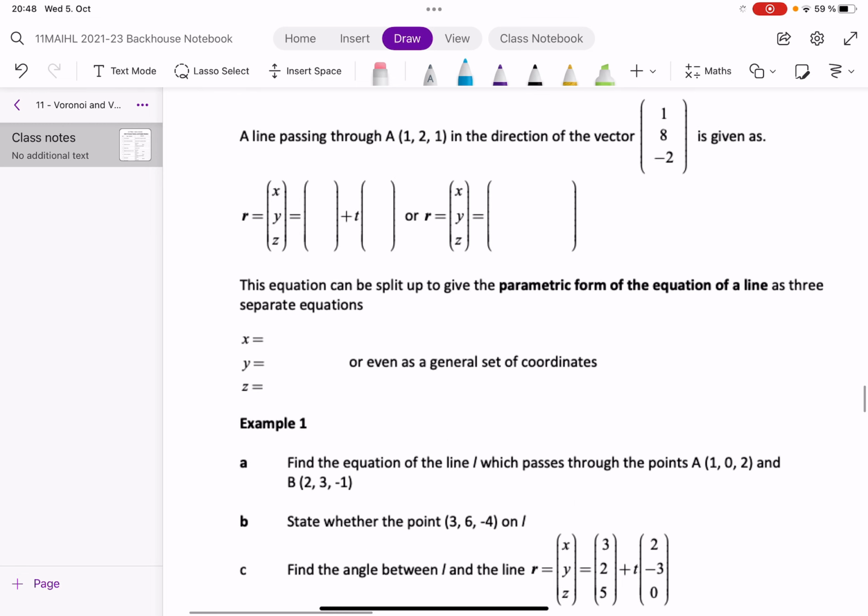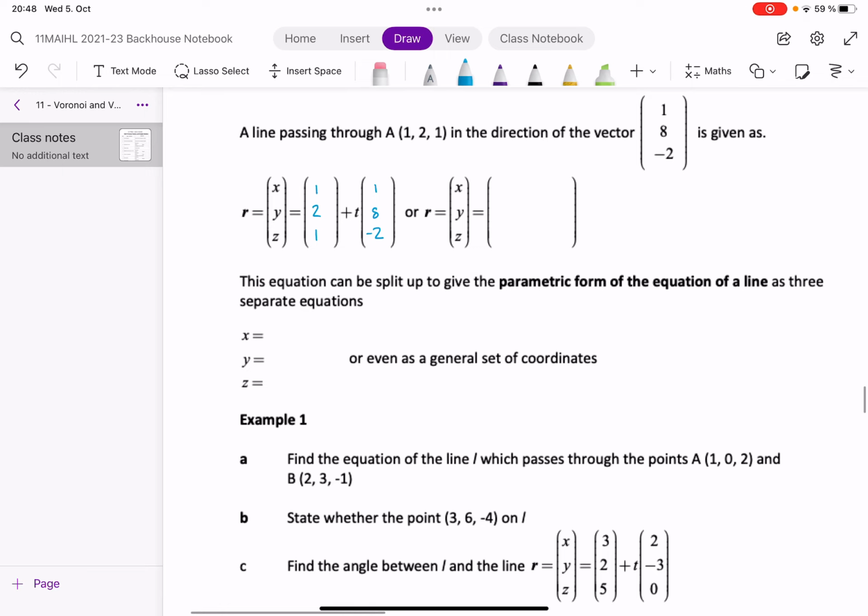Okay, hopefully you've written down the position vector, plus the parameter t, with the direction vector being multiplied by that value t. And of course we could put those together and we could say, well, the x component is the x component of the position vector plus t times the x component of the direction vector. And same with the y, 2 and 8t, and the z would be 1 minus 2t.